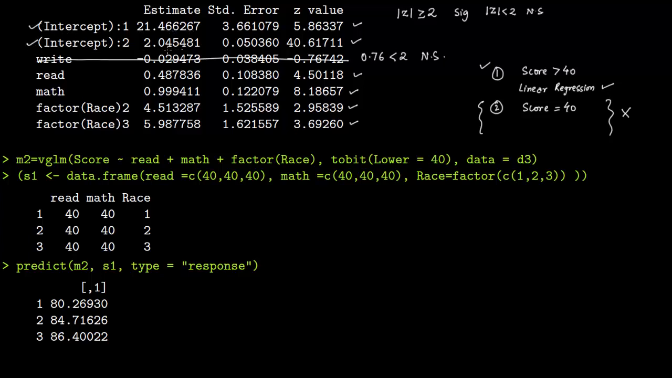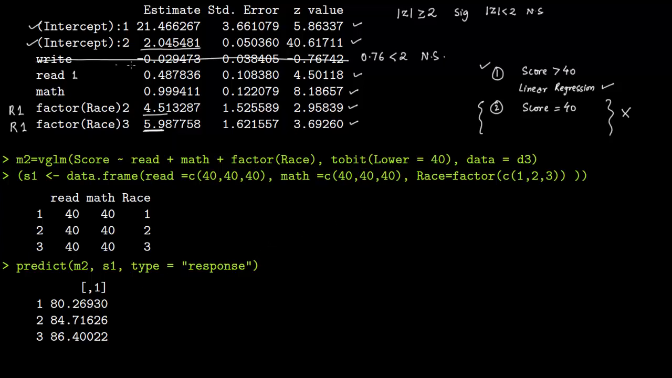Intercept 2, you exponentiate it, that will give you the standard deviation. Now your reading score 0.48 means that 1 unit increase in reading score will increase the score by 0.48. So 1 unit increase in the math score will increase your total score by 0.99. And if your race changes from 1 to 2, your score will increase by 4.5. If your race changes from 1 to 3, your score will increase by 5.9. So standard, what you do in linear regression. So 1 unit increase in reading score will increase the total score by 0.48. Similarly for math, and so on.